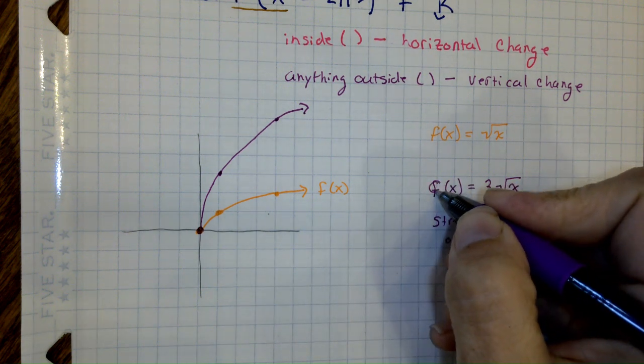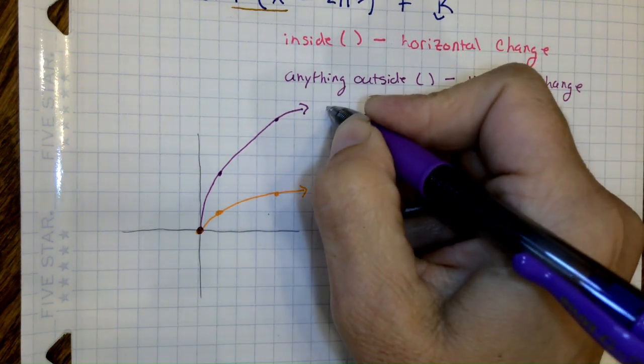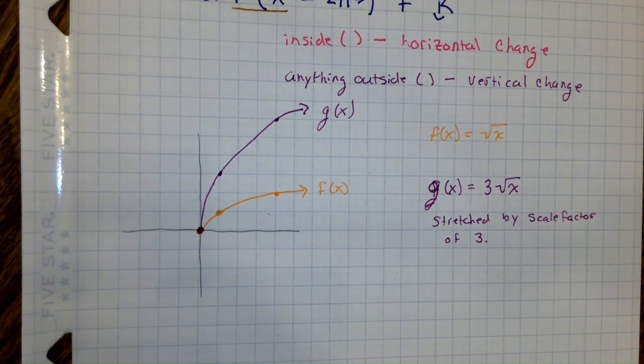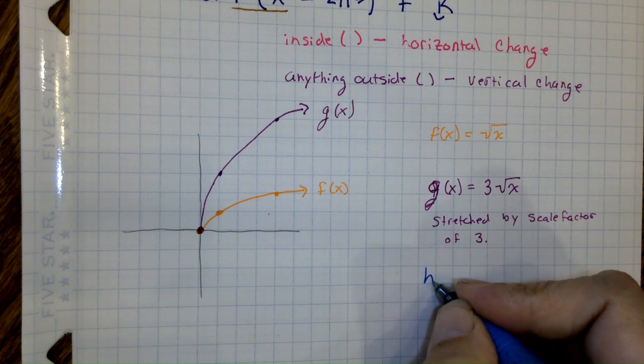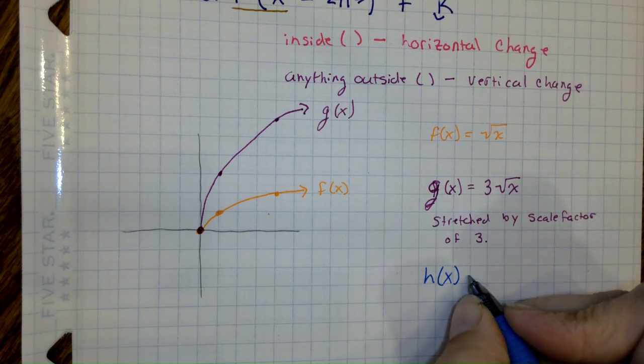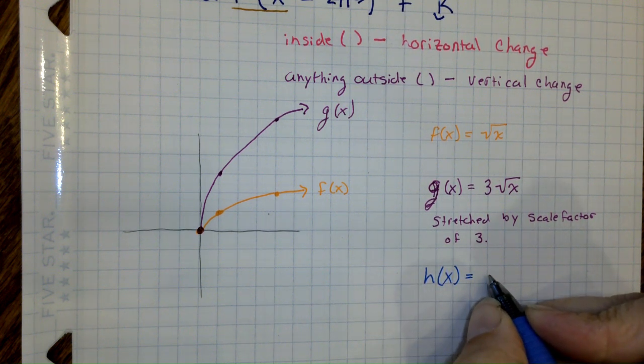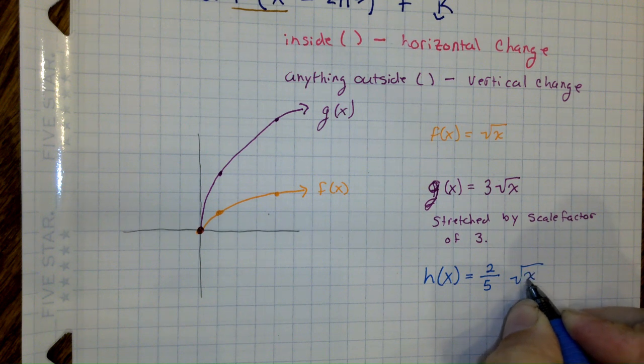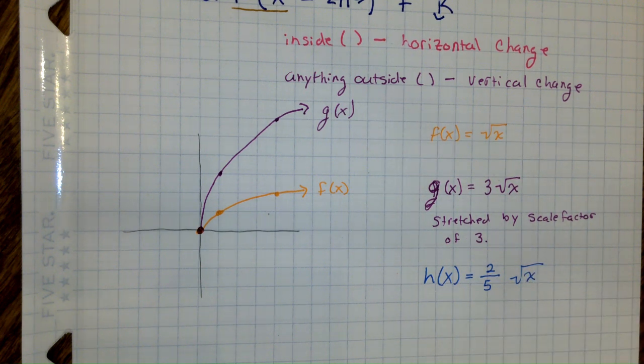Why did I call that F again? Let's call that G. Okay. And then we're going to have H of x, two-fifths the square root of x. I don't know why I picked 2/5. I guess because it wasn't 1/2.